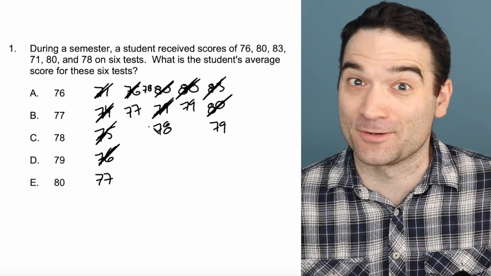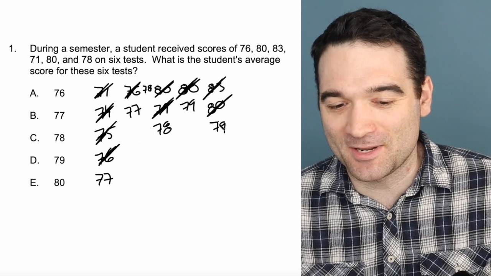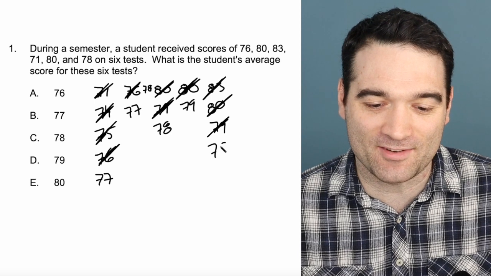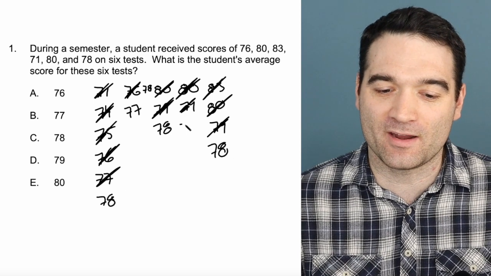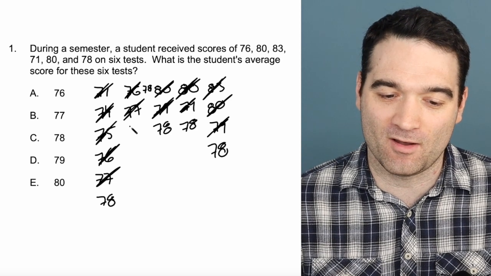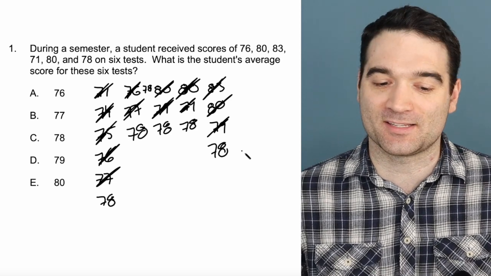Okay, we're zeroing in on the correct answer here. And then I'm going to take 1 off of there, and now that's 78, and add 1 onto there, that's 78. And then I'm going to take 1 off of there, and that's 78, and add 1 onto there, and that's 78.